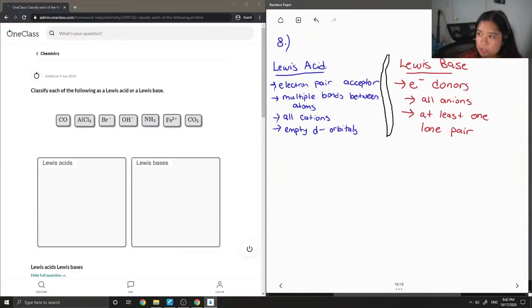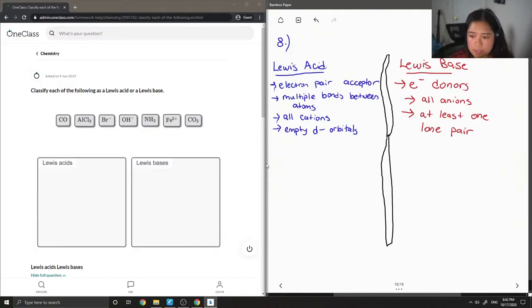So first we have carbon monoxide. So this is going to be a Lewis acid. You'll see that there are multiple bonds between the atoms. Then aluminum trichloride is also a Lewis acid. That's because it has vacant orbitals.